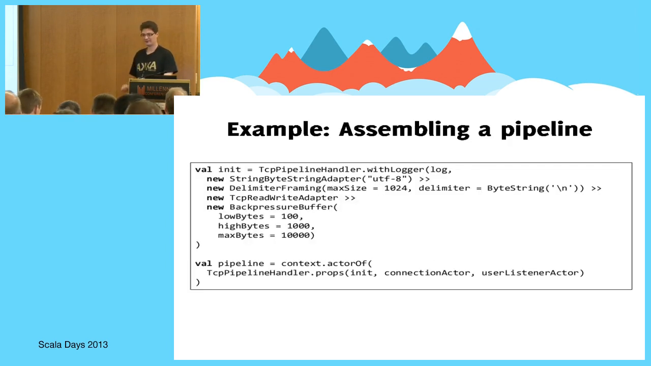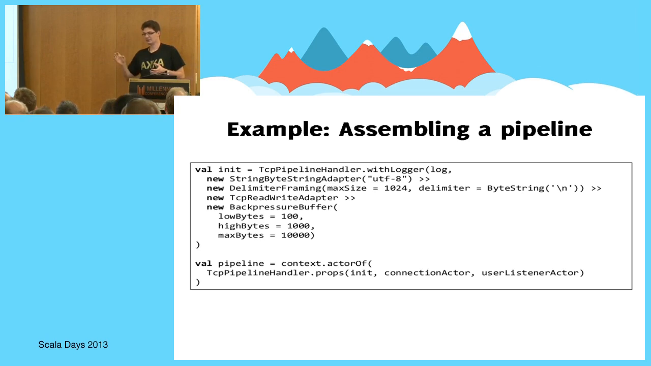I know this is a bit abstract, so I wanted just to show what is possible with pipelines, and this is just an assembly of several pipeline stages. So we basically use a certain stack of protocols, which starts with a string byte string adapter, which has all of its above ports as strings, so it accepts and sends up strings, and it converts to byte strings below, which are basically an immutable abstraction of a byte array chunk.